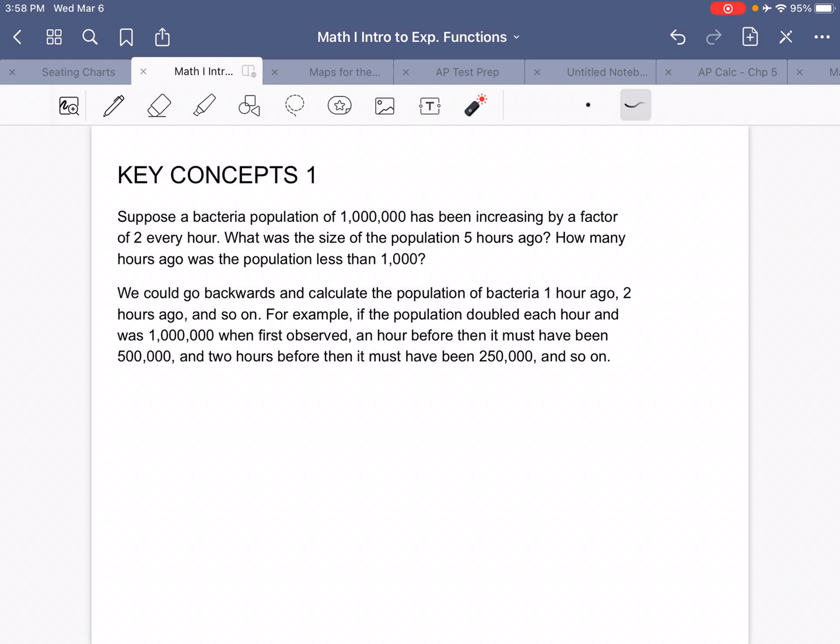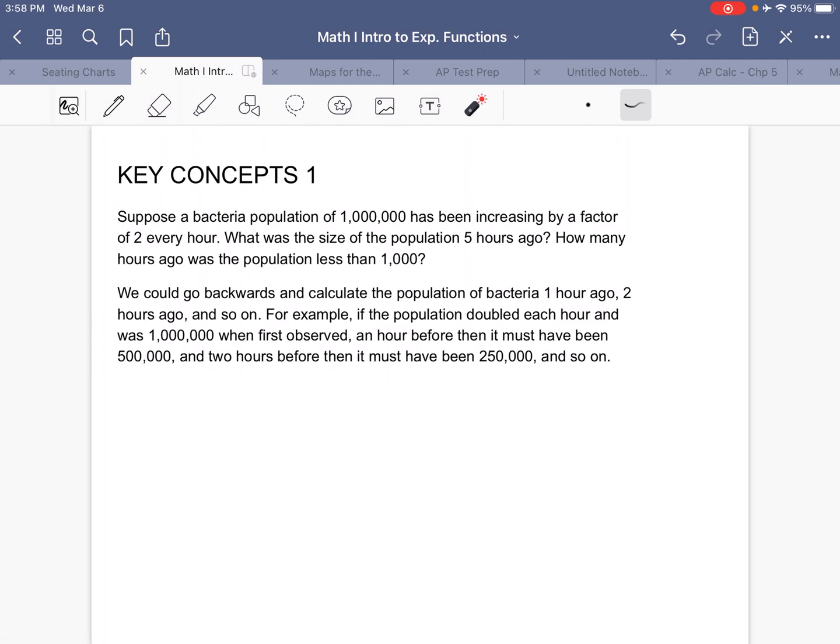All right, this is lesson 7, using negative exponents. Suppose a bacteria population of 1 million has been increasing by a factor of 2 every hour. What was the size of the population 5 hours ago? How many hours ago was the population less than 1,000? Well, these are interesting questions.